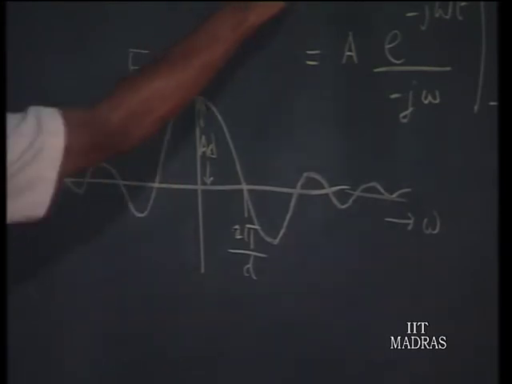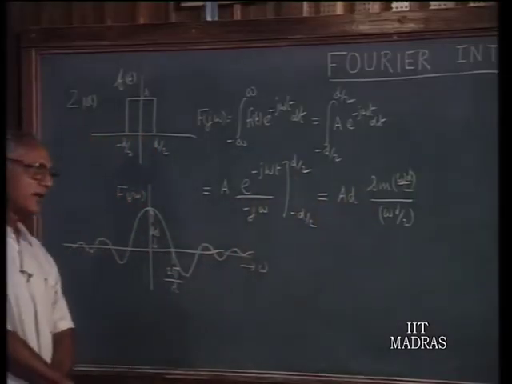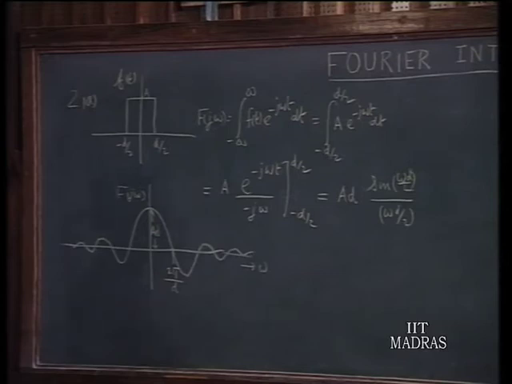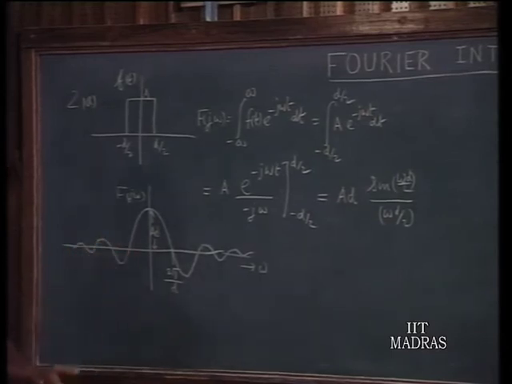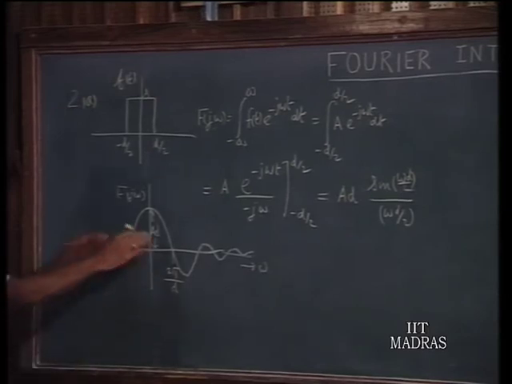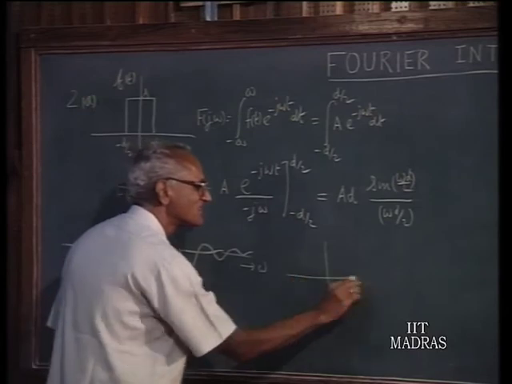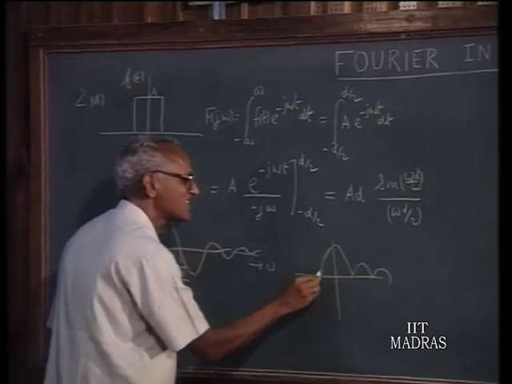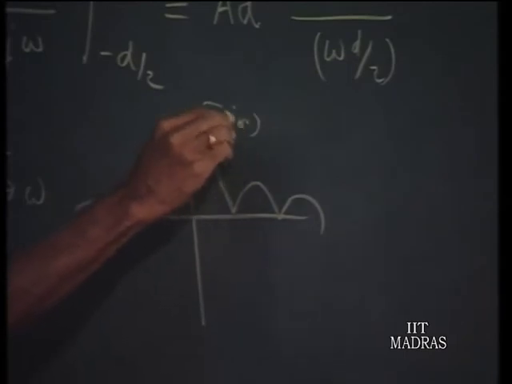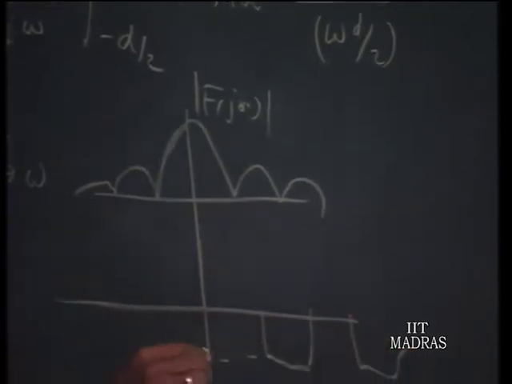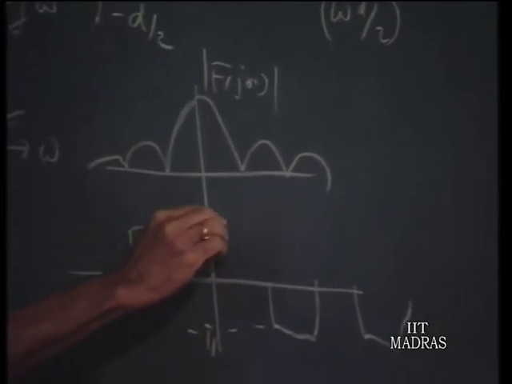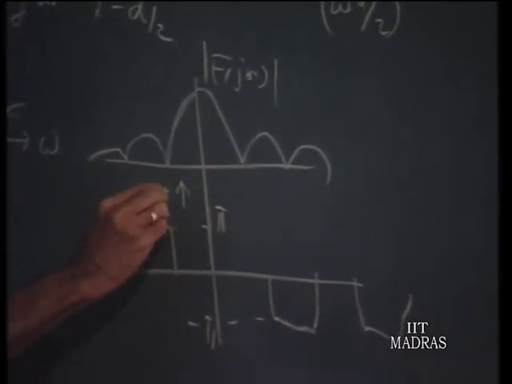Now, since F of j omega happens to be real, I do not plot the magnitude spectrum and phase spectrum separately, because F of j omega is real, it is either positive or negative. So, I can combine both the phase and magnitude information into one plot like this. However, if you wish, you can plot the magnitude spectrum separately like this. This is the magnitude of F of j omega, and the phase spectrum will be, whenever this is negative, you can say that is minus pi. So, this is minus pi, and then you can write this as plus pi. So, this can be considered to be the phase, and that could be the magnitude.